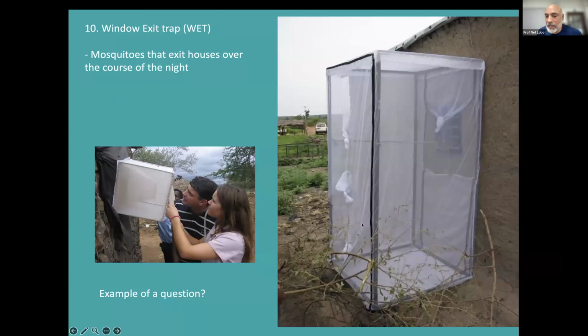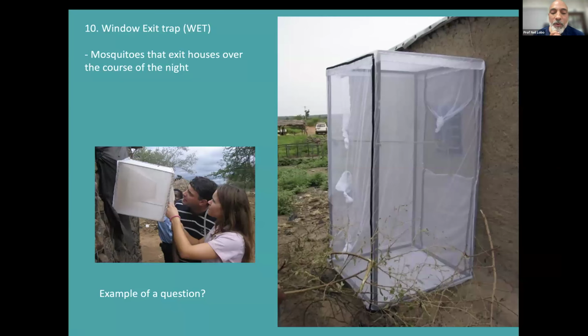On the right is a gigantic one. I have no idea why they made such a big window exit trap. You can kind of see it might be a window exit trap made to capture a human being because it's so giant. But you can see the mosquitoes would exit through this window and get trapped in this very big box. Maybe the person making the trap was trying to catch someone.